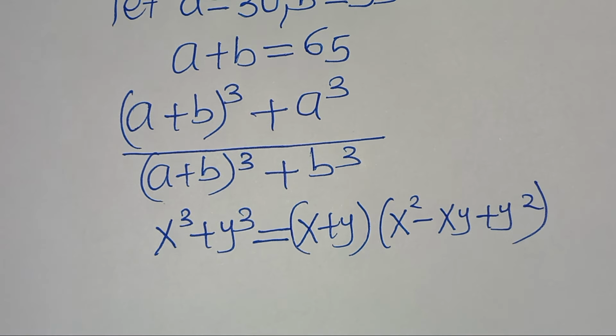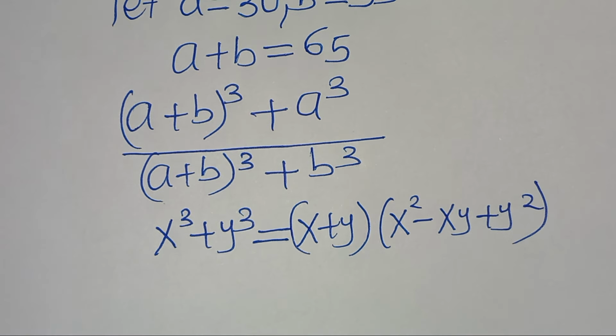In the denominator, we have the same. This is the sum of two cubes. So we have A plus B plus B, cross the parentheses. Then we open the parentheses here. We have A plus B to the power of 2. Then we have subtract B multiplied by A plus B, then plus B to the power of 2.